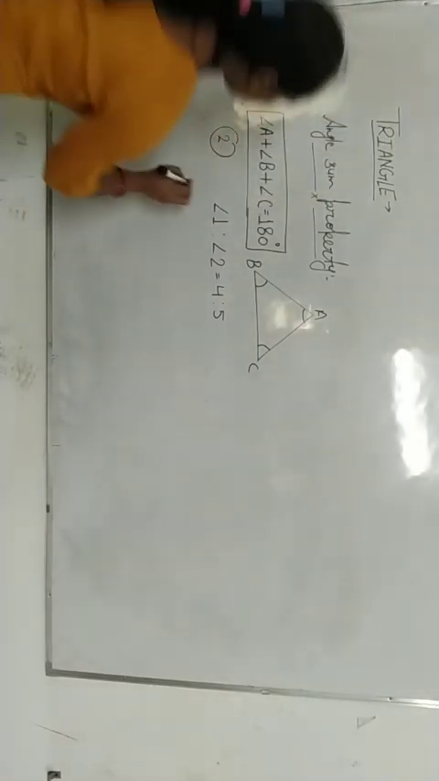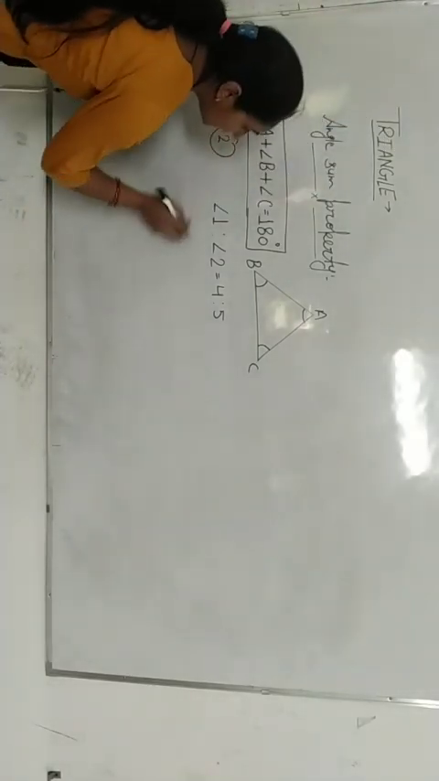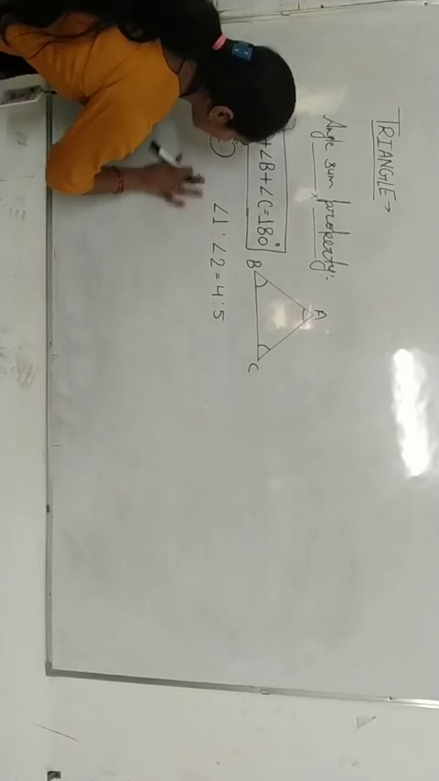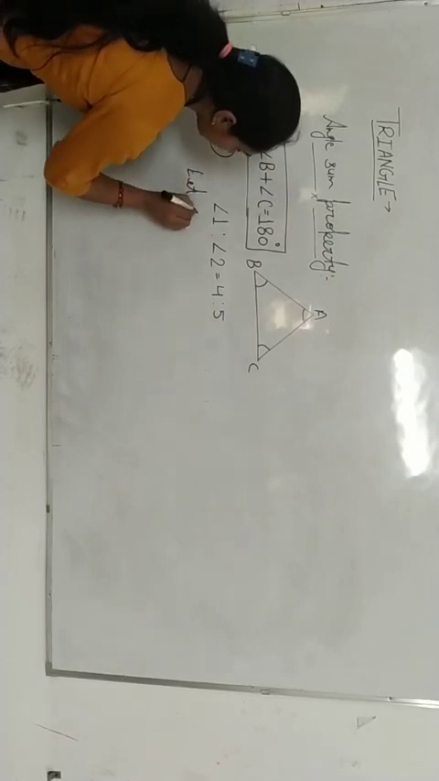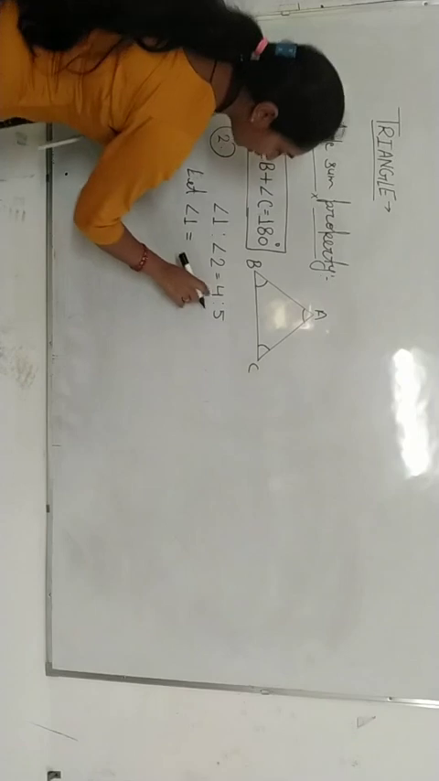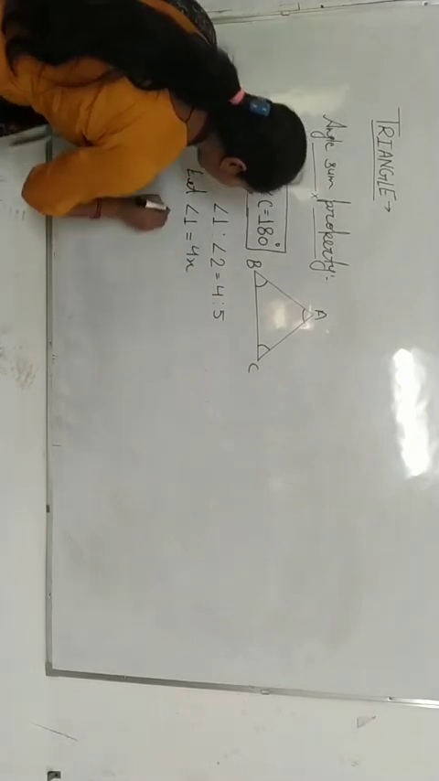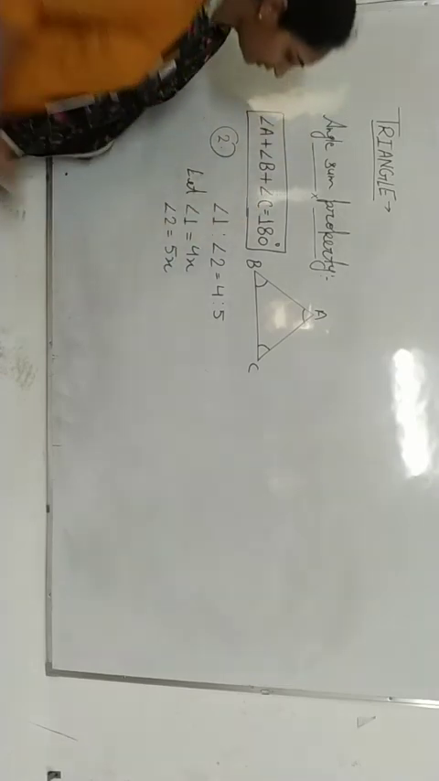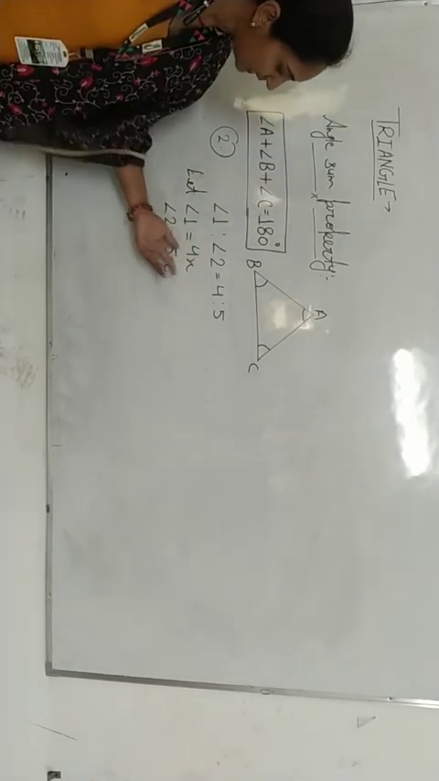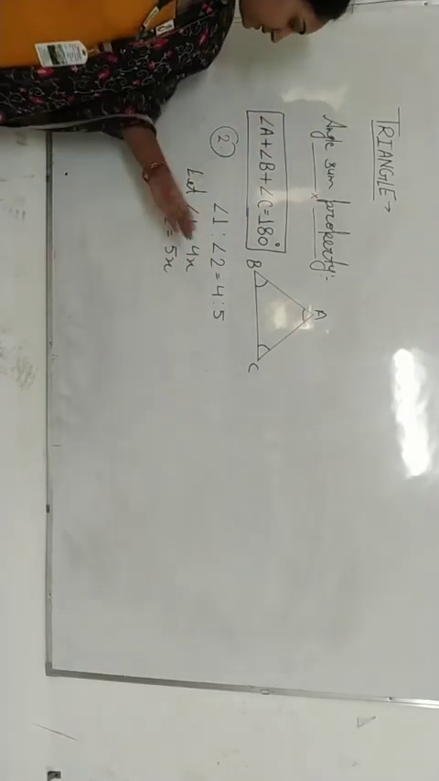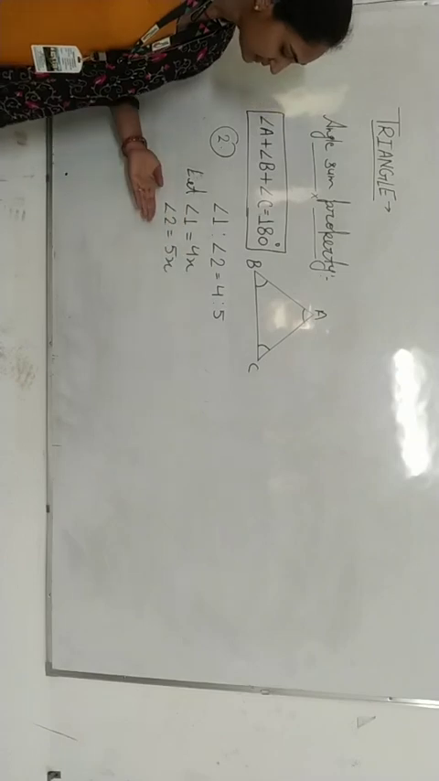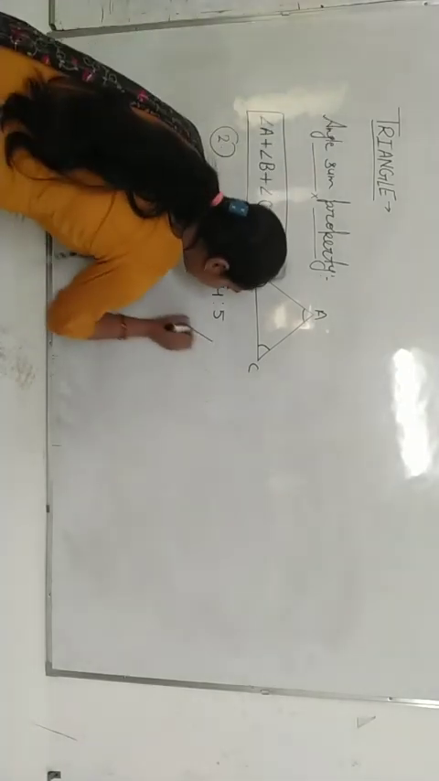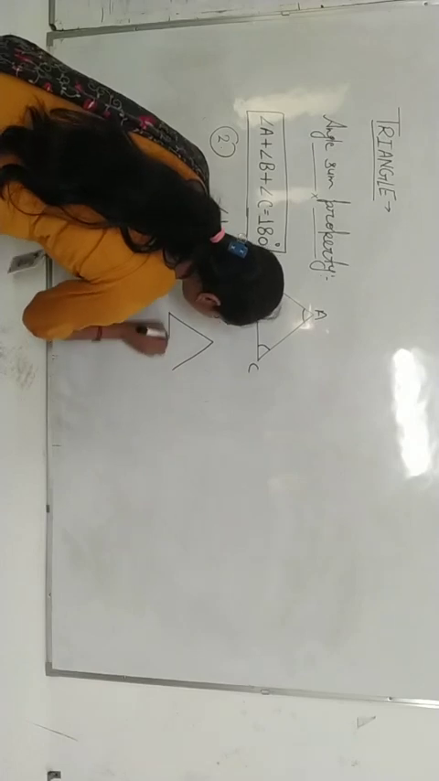We can take the ratio in the x form. So let angle 1 be equal to 4x, and angle 2 be equal to 5x. We will take the ratio in the x form: angle 1 is equal to 4x and angle 2 is equal to 5x. And we have to find out all the three angles.